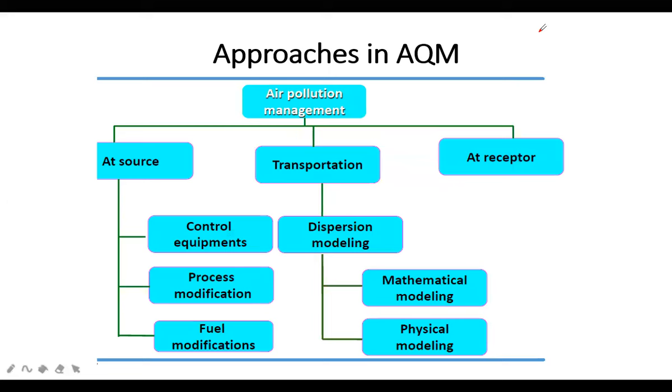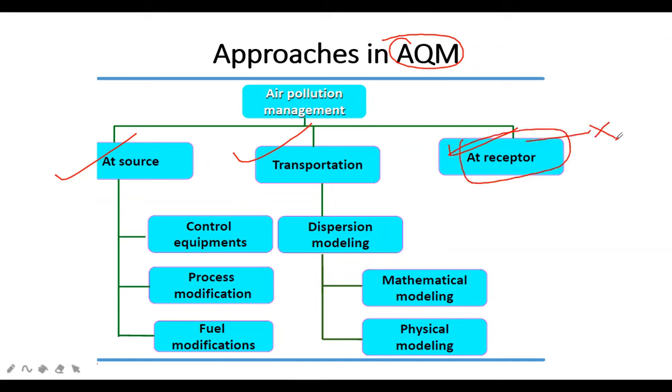First of all, you must know what the source is, how it is being transported, and how it affects a particular receptor. You need to know all these parameters before going into air quality management. AQM is air quality management, which deals with source, transportation and receptor. You don't want to apply remedies at the receptor level, because there you are already being exposed.